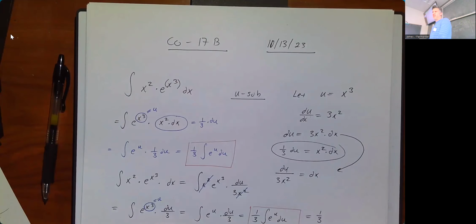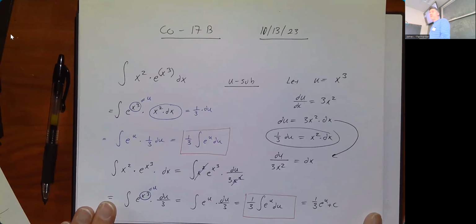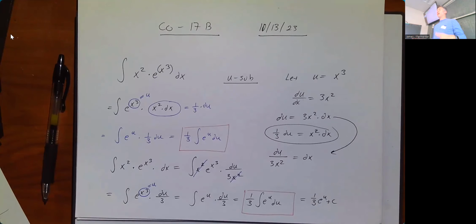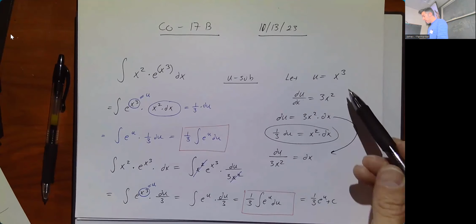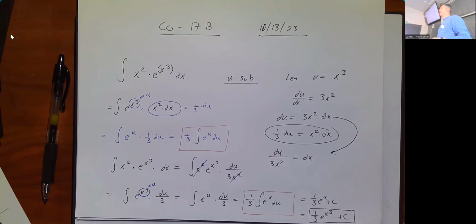What's the integral of e to the u? e to the u. But then since it's an indefinite integral, we have to finish off by substituting back in what u was equal to. We picked u equal to x cubed. So our final answer here is 1/3 e to the x cubed plus C. That is the actual antiderivative or indefinite integral of x squared e to the x cubed.